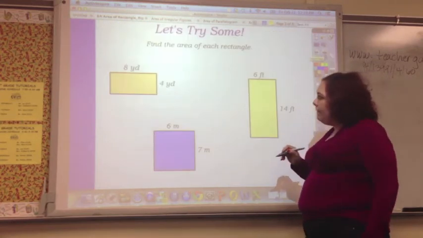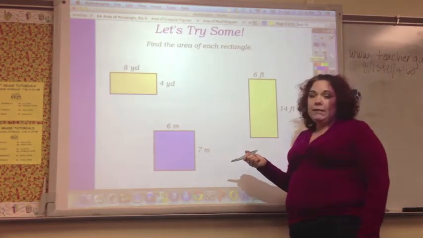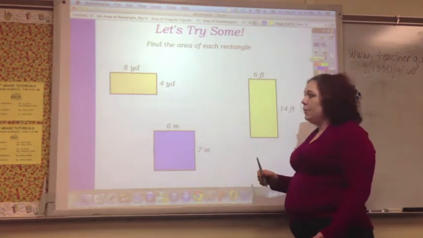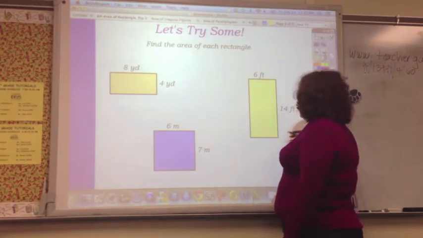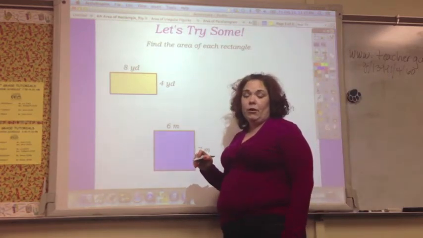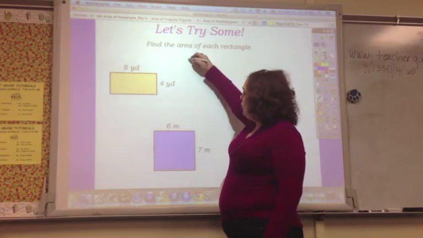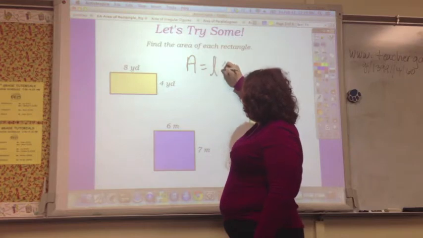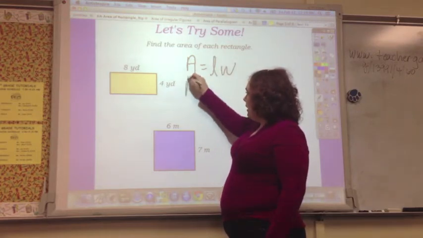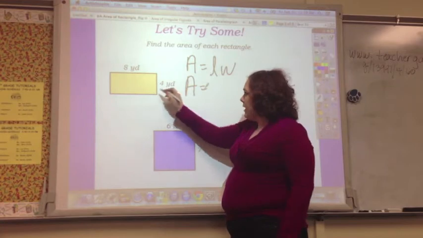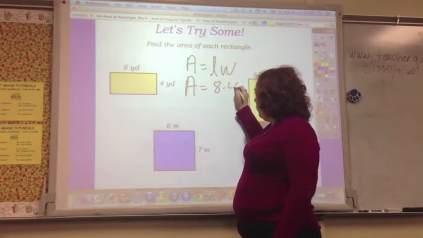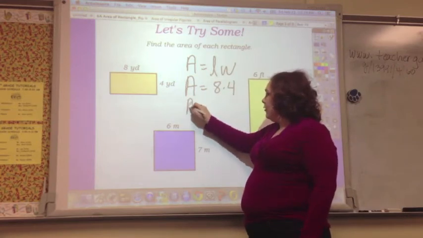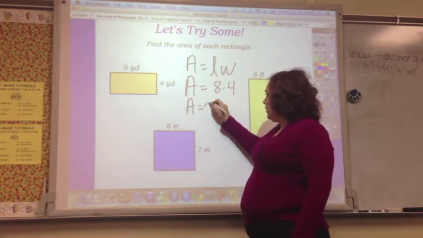So if you have the area of a rectangle, the first thing you want to do, if I'm solving this problem here, you can easily say 32 yards squared. But we want you to make sure, because the problems get more complicated than that. So we want to make sure that you put the formula, which is A equals length times width, and then you substitute in A equals 8 times 4. That's substituting, that's the L and that's the W. So the third line is the solution, A equals 32.